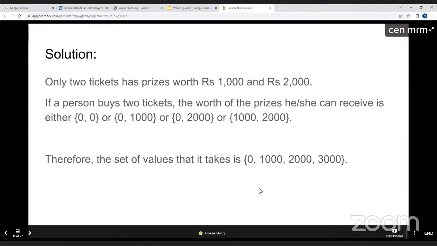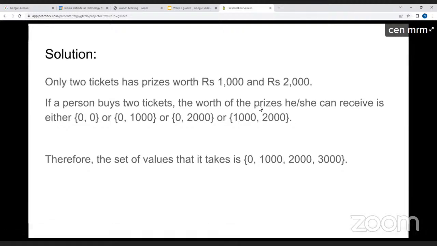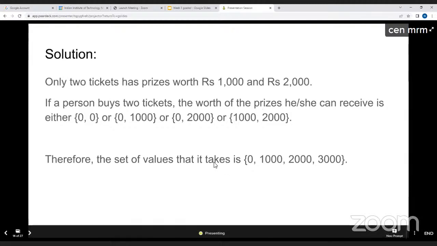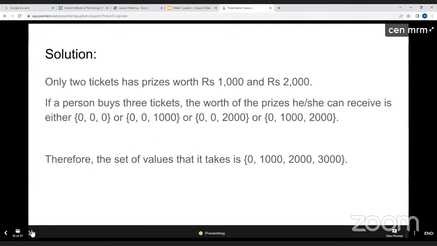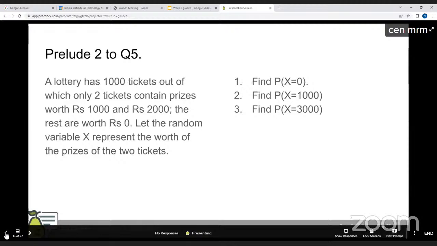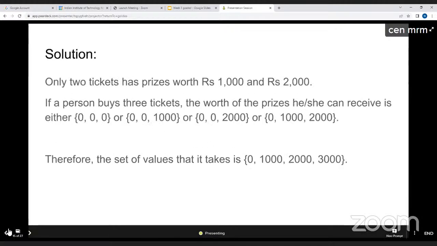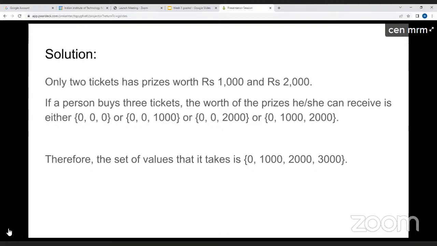How 3,000? You have to basically sum, right? You have bought 2 tickets, and in case you got one ticket worth rupees 1,000 and the other worth rupees 2,000, then you have tickets worth rupees 3,000. Okay, sum. So similarly, in the second problem, instead of buying 2 tickets, you are buying 3 tickets now, right?